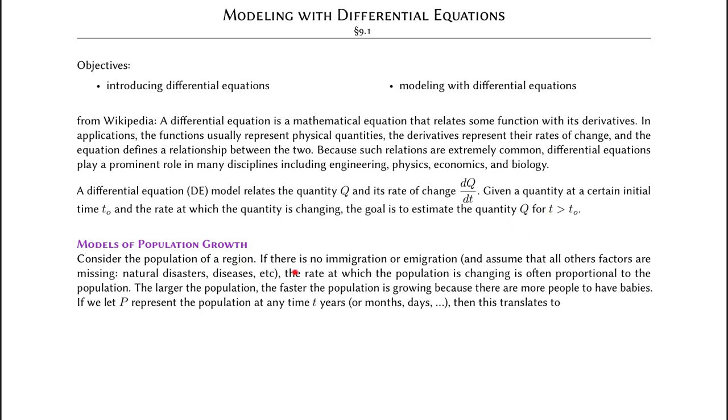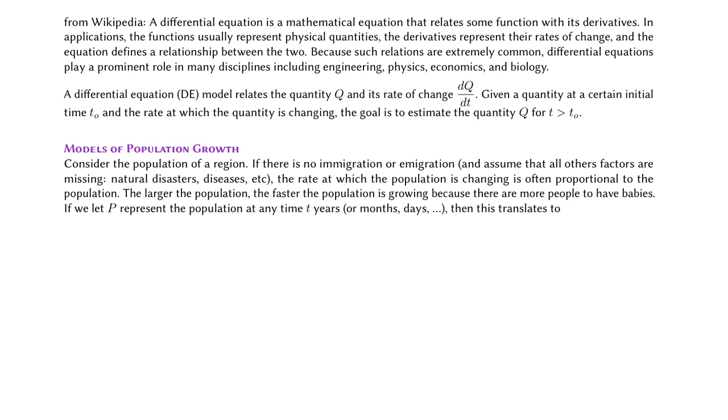For example, if there is no immigration and emigration and we assume that all other factors are missing, such as natural disasters, pandemic, disease, the rate at which the population is changing is often proportional to the population at any time. The larger the population, the faster the population is growing. And so if we let P represent the population at any time t, then dP over dt equals kP. k is what we call the constant of proportionality.